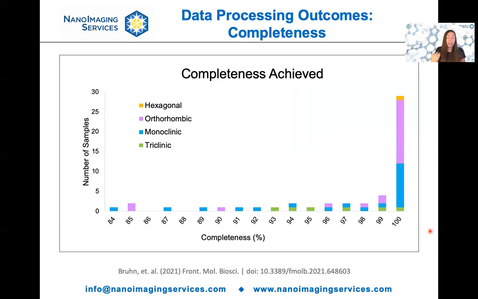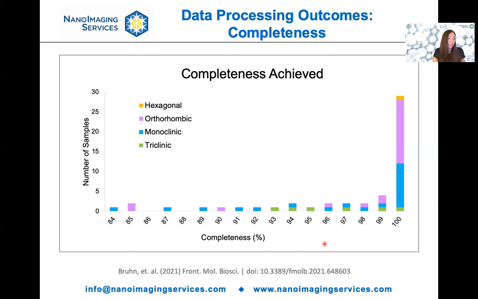All right, so another common concern people have with electron diffraction data is completeness, especially because of the limitations of our goniometer. Here's a histogram of the completenesses of the various data sets for all the data that we processed. In about half of the cases, we are able to collect enough data from enough crystals that when we combine them together, we get 100% completeness.